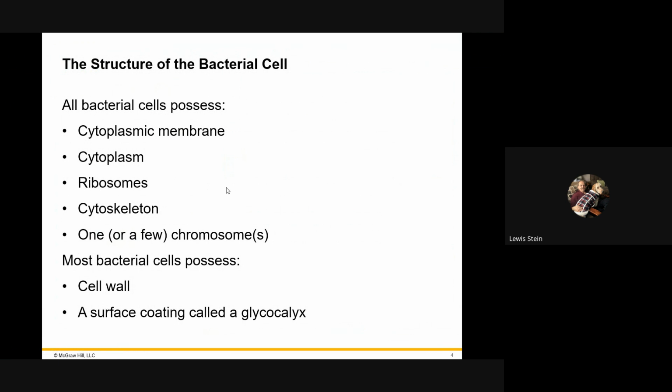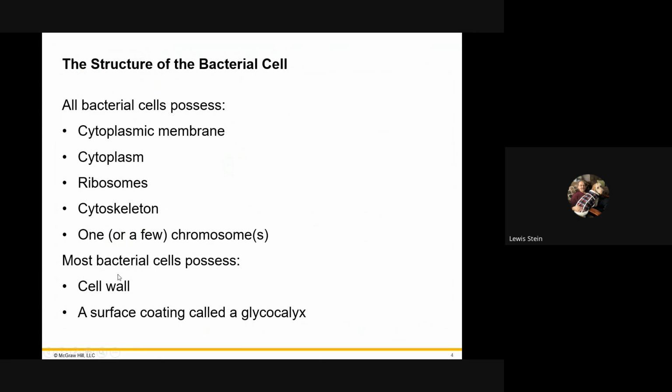Why is it a living thing? Cytoplasmic membrane, cytoplasm, ribosomes, which are organelles, and again, they're the 70S ribosomes, and a rather skimpy cytoskeleton. There's not a whole lot going on. There's maybe some underpinnings to secure the membrane and maintain its shape. There's not a whole lot you have to know about the cytoskeleton. And basically the chromosomal structure, which we will deal with.